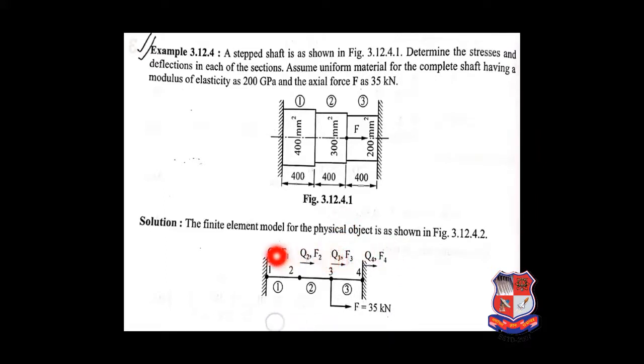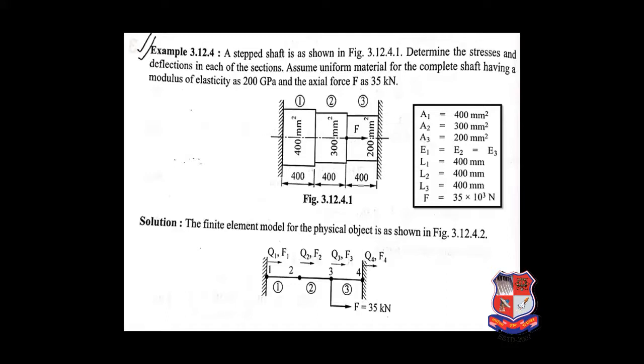Okay, so these are nodes number 1, 2, 3 and 4, and elements 1, 2 and 3 are there. So again we have to discuss the given data. A1 is 400 mm square, A2 300 mm square, A3 200 mm square. E1, E2, E3, all three are the same due to the same material. Length is also the same, 400 mm, and there is a force at node number 3. So we can write F3 is equal to 35 × 10^3 Newton.